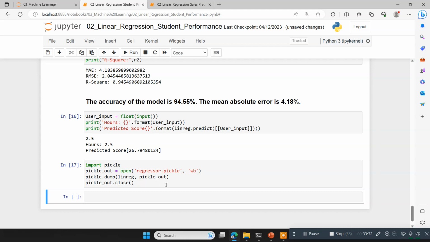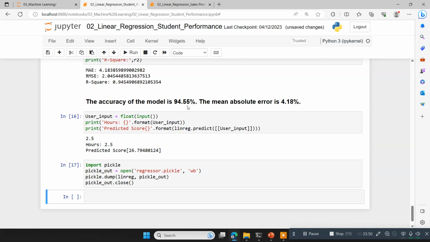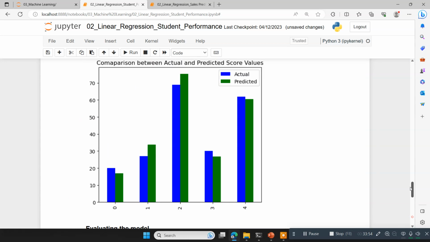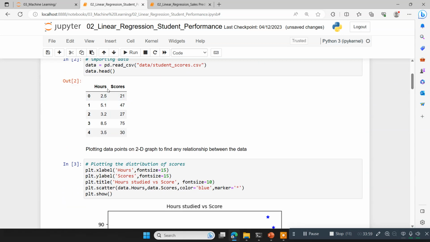So guys, like this, when you are given some data set, you can build a linear regression model. There are two types: simple linear regression and multiple linear regression. And we have taken two data sets here. In the first one, we have built simple and multiple. With the second data set, we have built only a simple linear regression model because there is only one independent variable and this is the dependent variable.